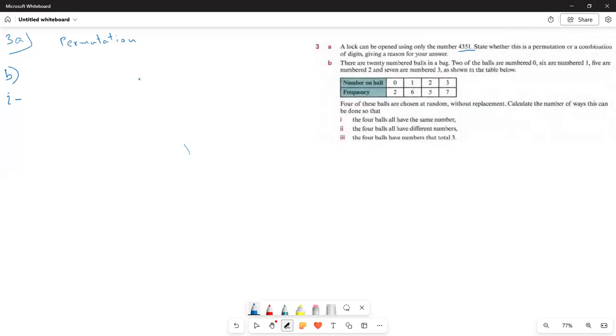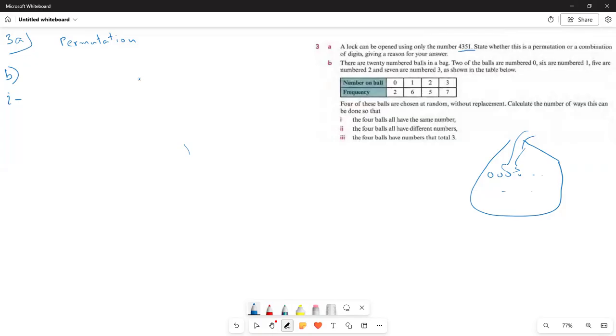Now 4 of these balls are chosen at random. So from a bag, I have 20 balls in it, and I'm choosing 4 balls at random each time. Calculate the number of ways. Number one is that the 4 balls all have the same number.